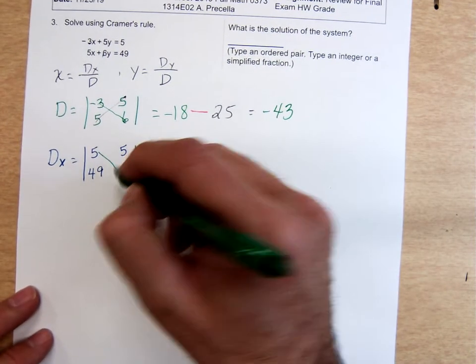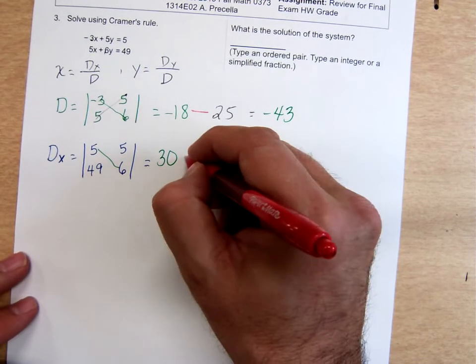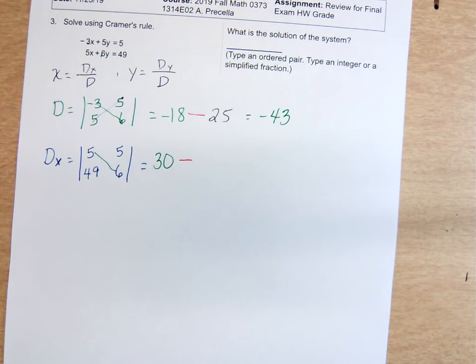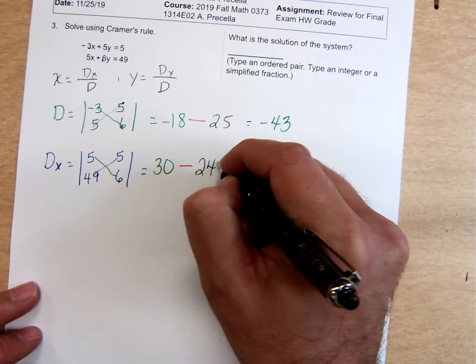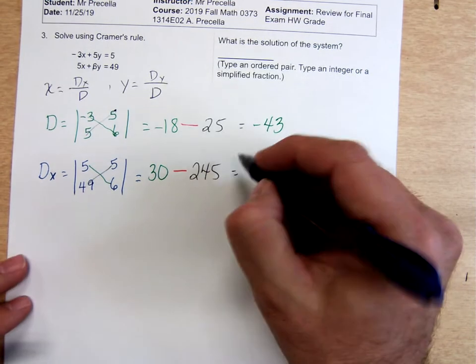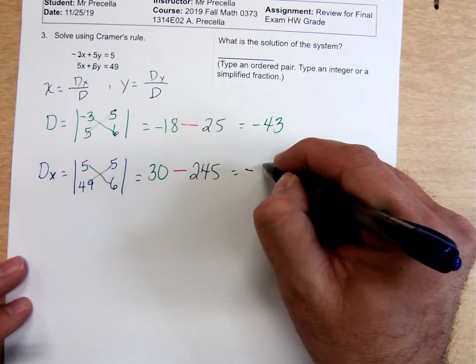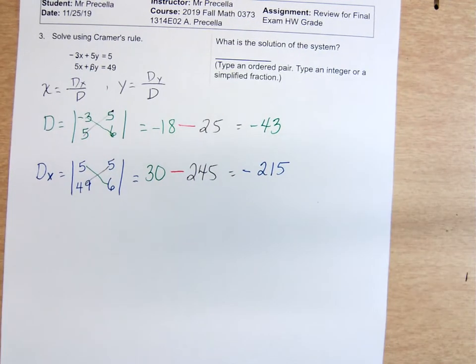We'd have 30. Then a minus 49 times 5. Is that going to be a 245? 245, yeah. So we have 30 minus 245. That's going to be a negative 215. Is that negative 215?